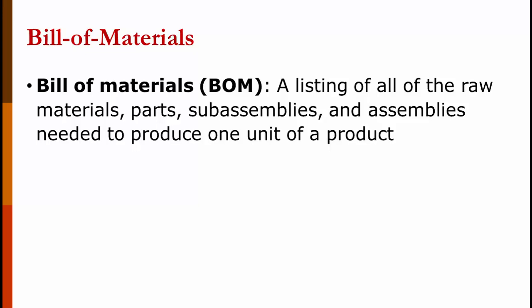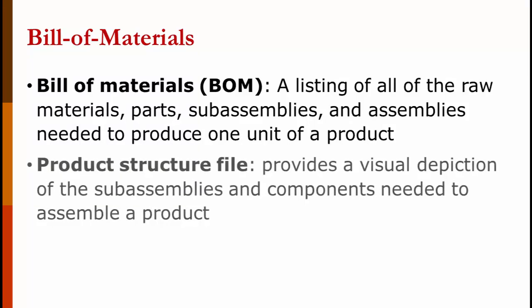It's a listing of all the raw materials, parts, subassemblies, and assemblies needed to produce one unit of a product. In order to plan how to make a product, we have to know what we need to make that product. A product structure file provides a visual description of the subassemblies and components needed to assemble a product. It's just a way of presenting a bill of material.